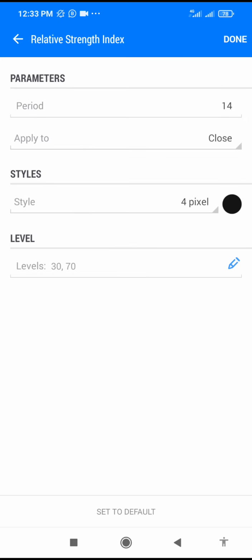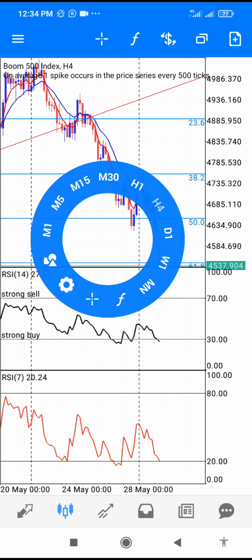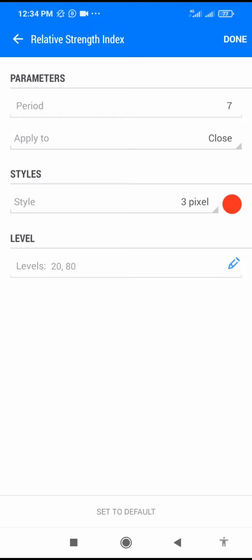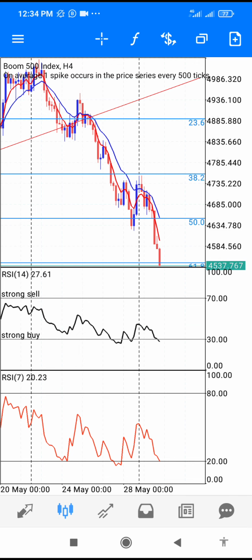The first RSI, look at it, 14, close, 4 pixel. I use levels 30 and 70, done. Then the second one is 7, close, pixel 3, whatever pixel you might want to use, you can choose. I choose levels 20 and 80. Okay, so this is how it works.